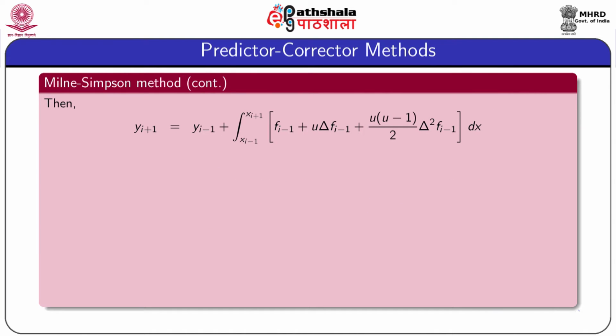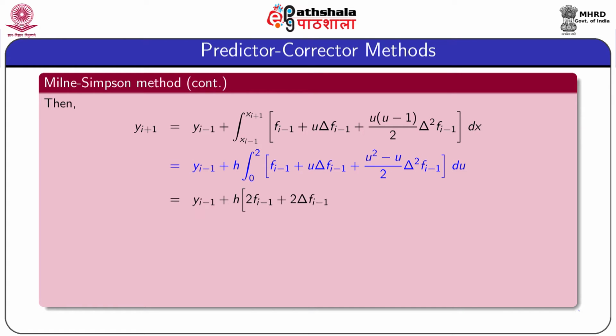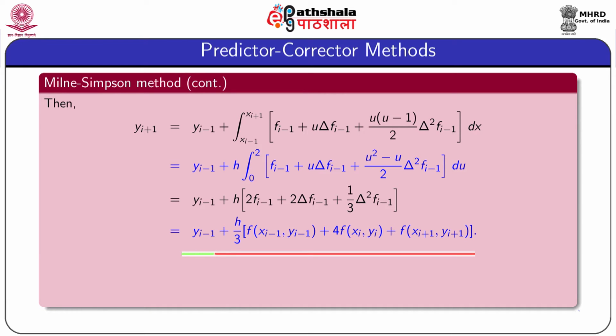After this approximation, the value of y_{i+1} is given by this equation, and after integration, this expression reduces to y_{i-1} + h(2f_{i-1} + 2Δf_{i-1} + 1/3 Δ²f_{i-1}). Replacing the values of Δf_{i-1} and Δ²f_{i-1}, the formula is changed to this expression: y_{i-1} + (h/3)(f(x_{i-1}, y_{i-1}) + 4f(x_i, y_i) + f(x_{i+1}, y_{i+1})).